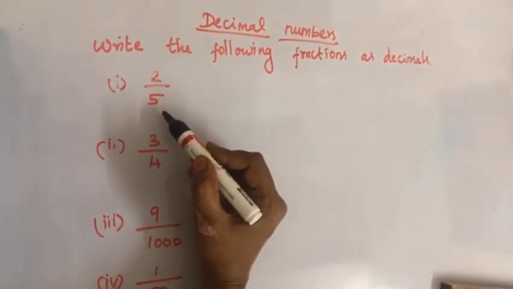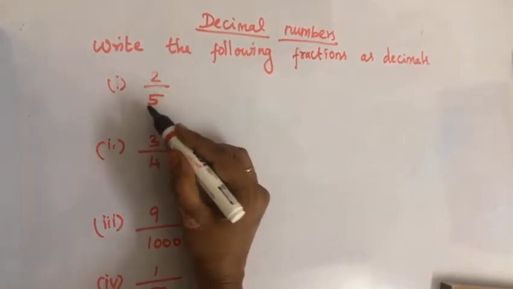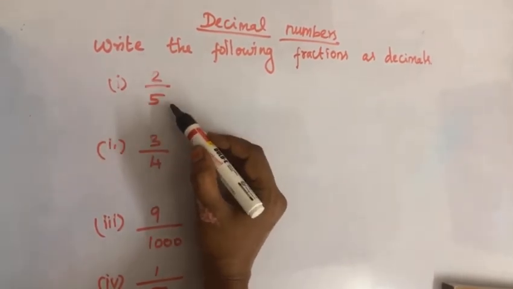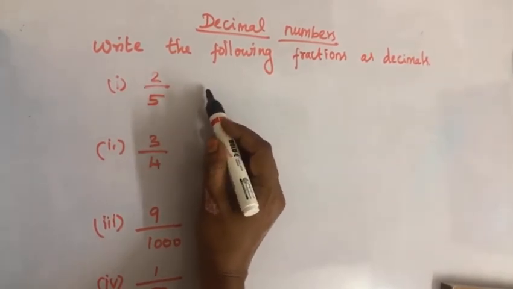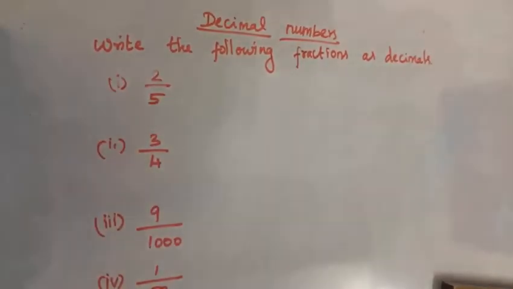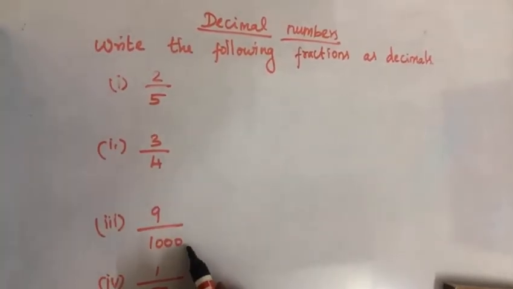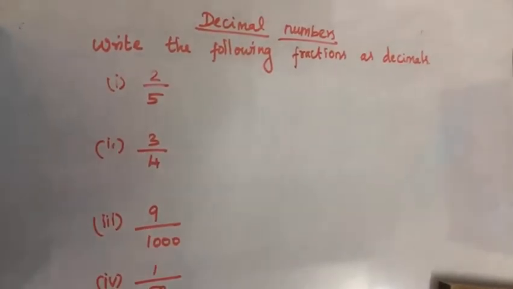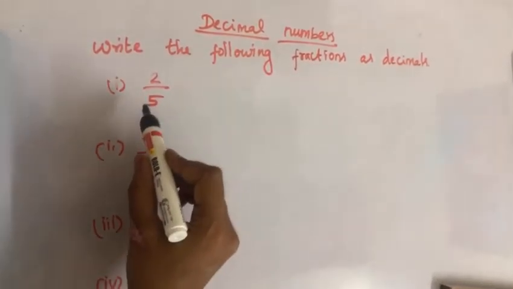Here it is 5. It is easy to write a decimal when there are multiples of ten in the denominator. If multiples of ten are there in the denominator, it is very easy for us to convert it into a decimal, right? If it is 10, 100, 1000, it is very easy to convert, isn't it? But here in this problem, 1000 is there, and here only 4, 5. Okay, we have different values in the denominator. So now we are going to convert the denominator into multiples of 10.